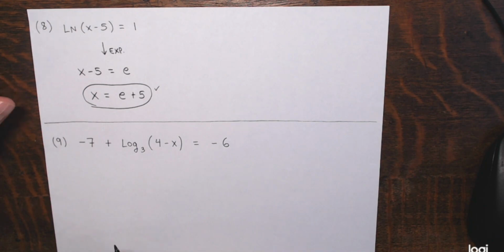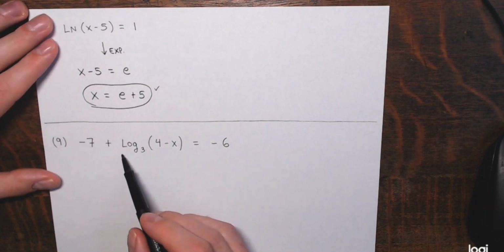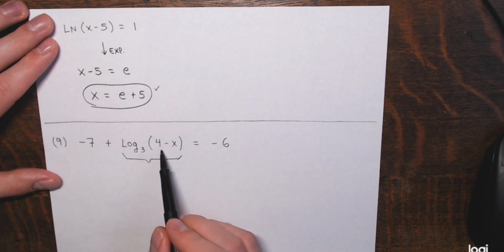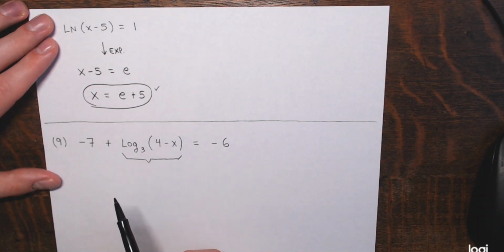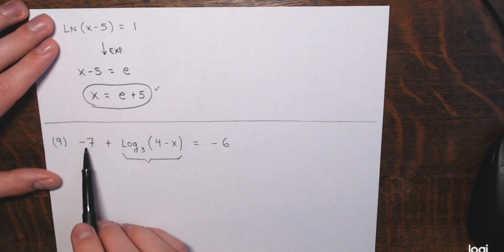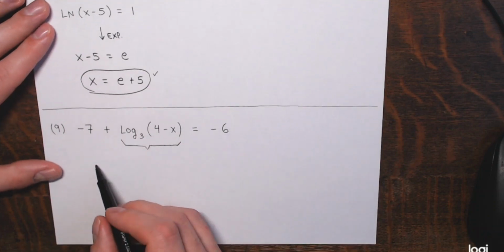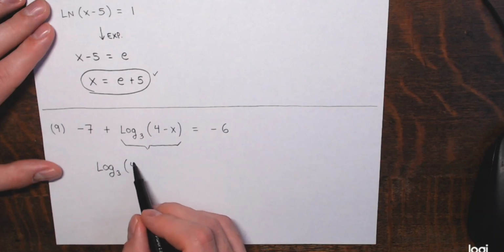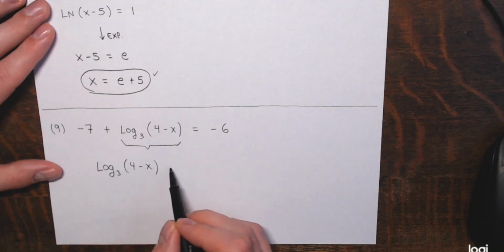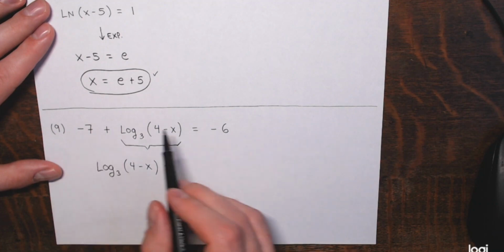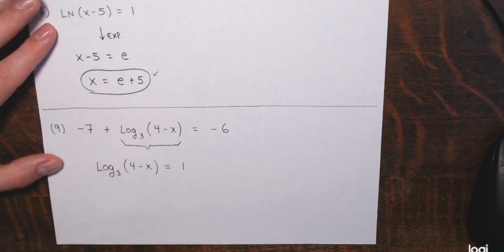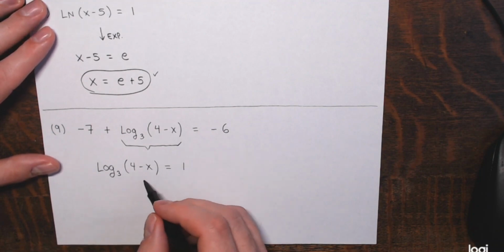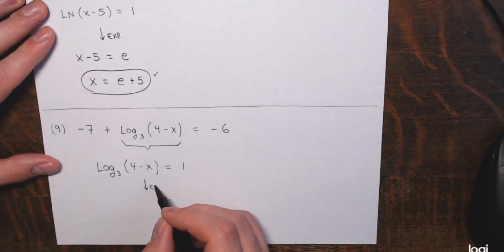Again, I'm doing the same stuff. So first I would like to isolate this logarithm base 3 of 4 minus x. So this -7, I'm going to add 7 to both sides. Right, so now we have the log base 3 of 4 minus x equals, -6 plus 7 is 1. Alright, now I have a logarithmic statement. I'm going to change to the equivalent exponential statement.